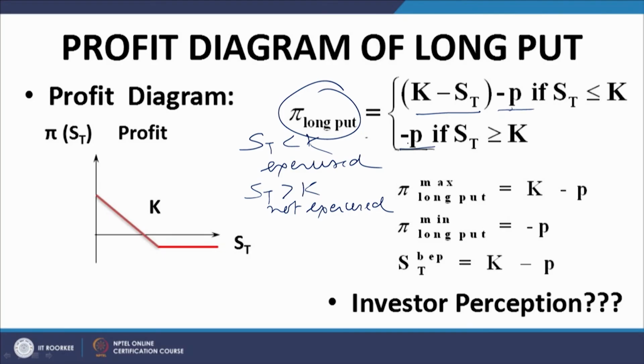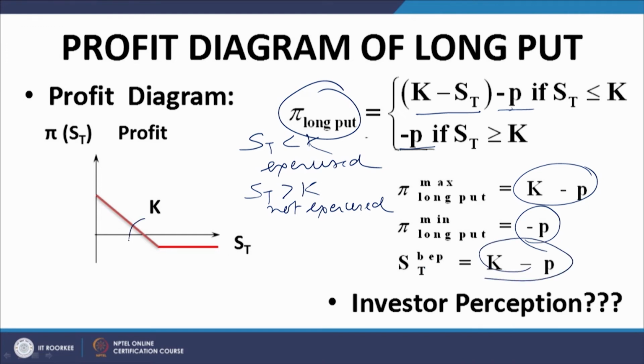Obviously, if ST is greater than K, you sell the asset in the market and you do not exercise the option, and because you do not exercise the option, you lose the premium that you paid for it. So, the profit is minus P. You can see from the diagram the maximum profit is curtailed at K minus P, the maximum loss is equal to minus P, and the break even point is equal to K minus P.